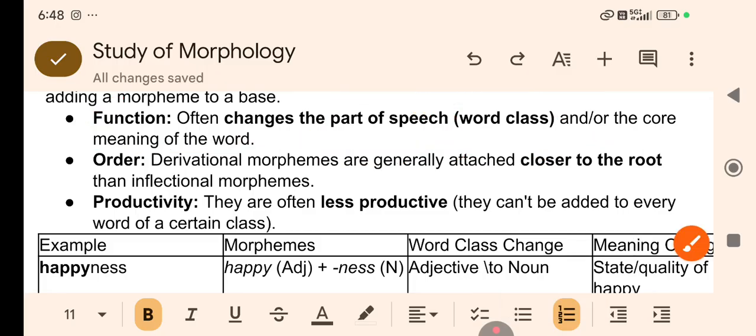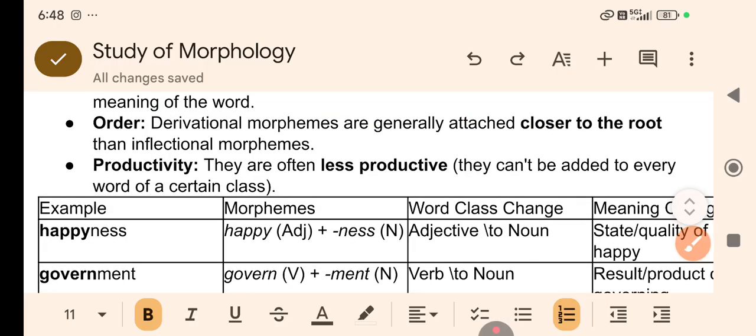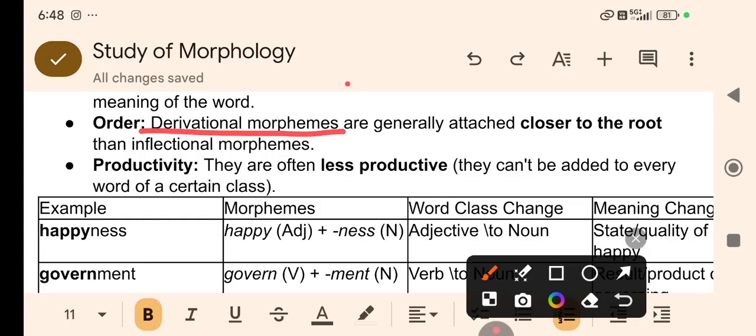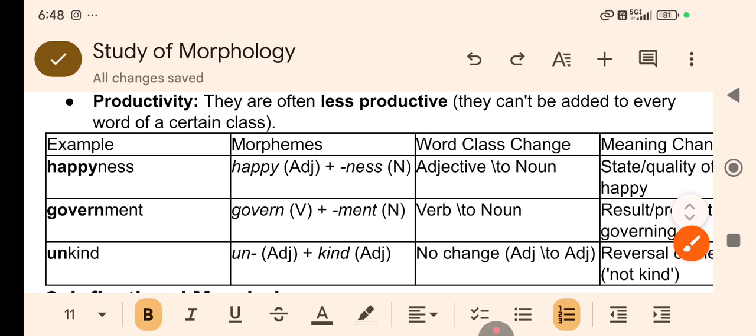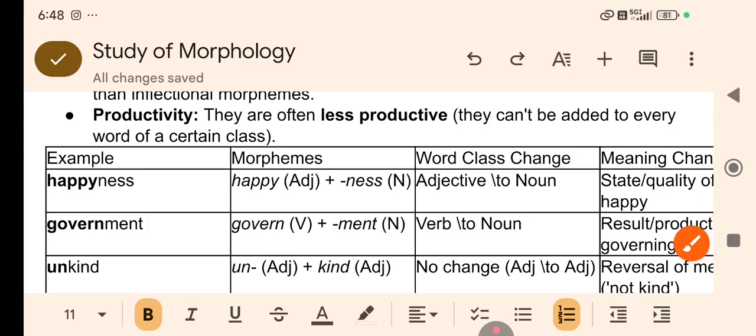Now, order: derivational morphemes are generally attached closer to the root than inflectional morphemes. Important. Derivational morphemes are generally attached closer to the root than inflectional morphemes. How? We'll see. Productivity: they are often less productive. They cannot be added to every word of a certain class. How? We'll see.